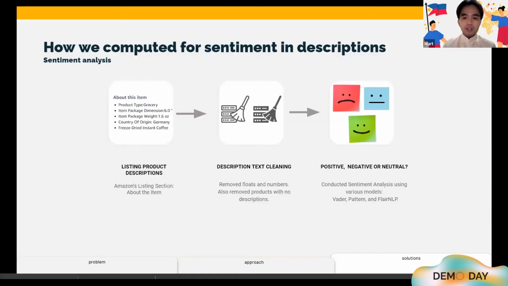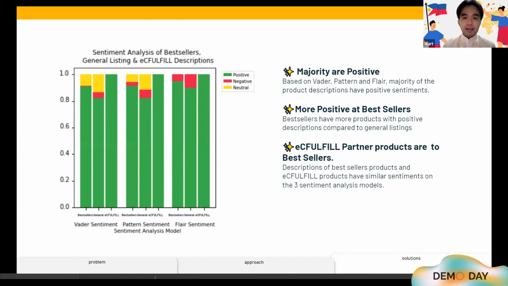How about getting the sentiments of the descriptions? We computed the sentiments using Amazon product descriptions. We cleaned the data by removing numbers and empty descriptions. Then, we conducted sentiment analysis using the models Vader, Pattern, and Flair to compare their performance in tagging description sentiments.